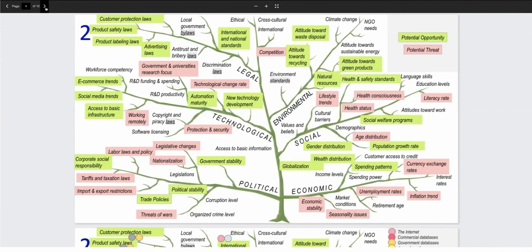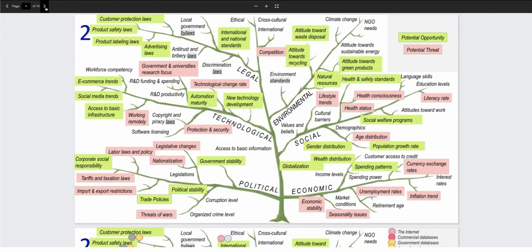So let's go over political stability. This is, again, an opportunity. Trade policies, again, this is an opportunity. Corporate social responsibility is also another potential opportunity. But what are the threats if we are looking into the political factors?